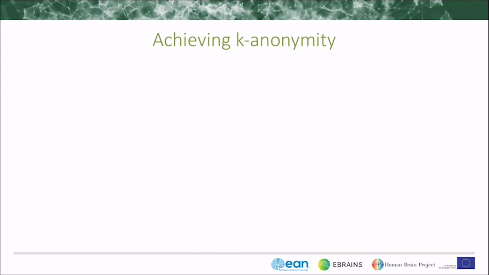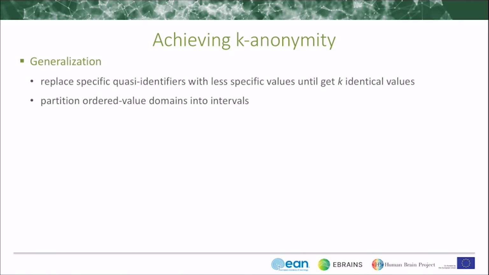So how can we achieve k-anonymity? The principle of k-anonymity is that we need to modify the quasi-identifier values such that, in the anonymized data, we have at least k records with the same quasi-identifier values. So how can we modify the quasi-identifier values? One technique is generalization. Generalization implies replacing the value of the quasi-identifier with a new value that is less specific, such as to obtain a group of k identical quasi-identifier values.